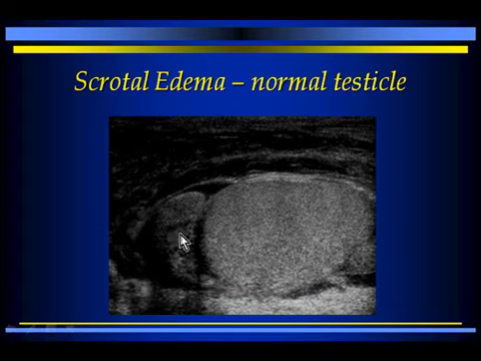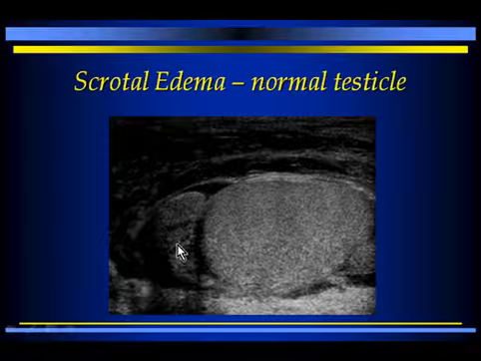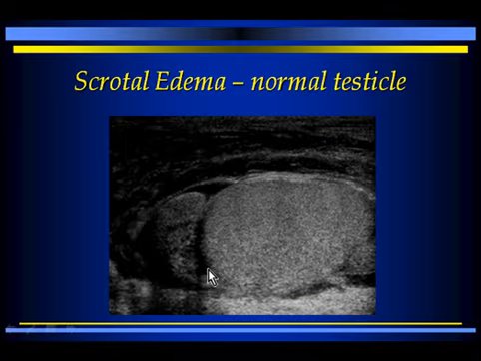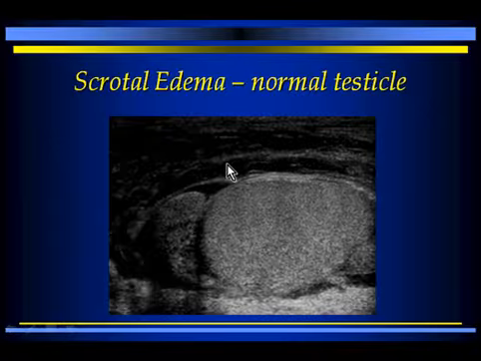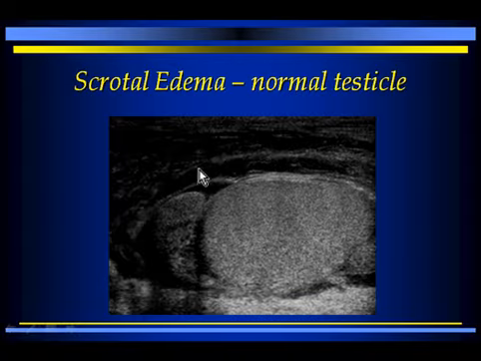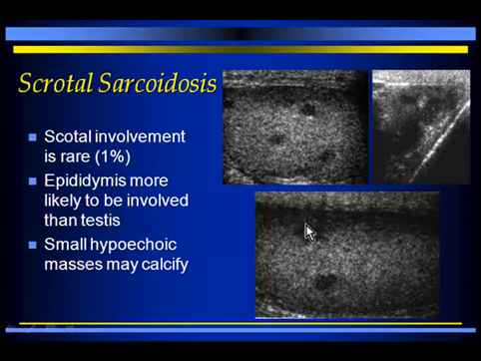Here's sort of the opposite situation, where the scrotum actually is very thick-walled, but the testis itself and the epididymis were both normal and had normal flow patterns, but the scrotal wall was thickened. So this was fasciitis, or an inflammation of the skin of the scrotum without involvement as an orchitis.